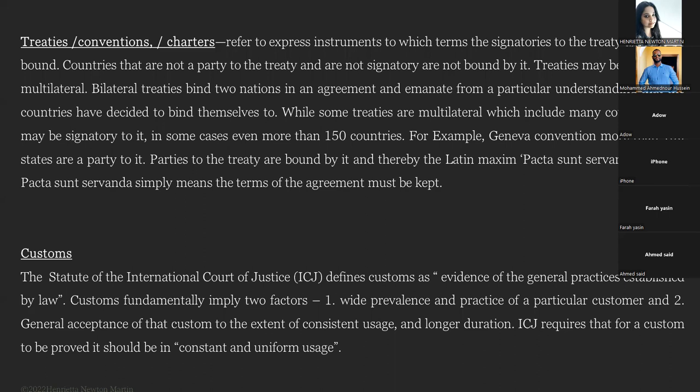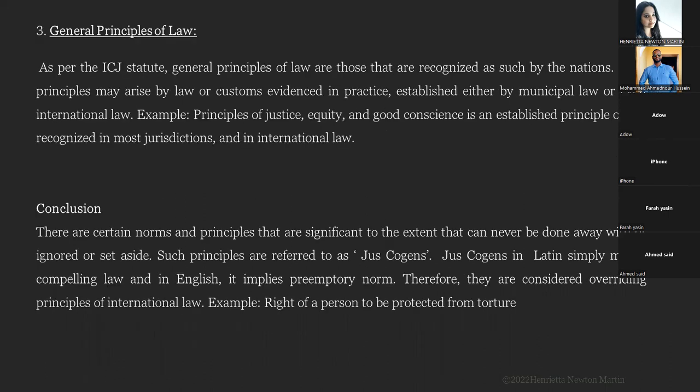So customs fundamentally imply two factors. One, wide prevalence and practice of a particular custom. Two, general acceptance of that custom to the extent of consistent usage and longer duration. Consistent usage in the sense that there shouldn't be breaks in it. A custom should be consistent, and it should be of longer duration. Now, the ICJ, the International Court of Justice, requires that for a custom to be proved, it should be in constant and uniform usage. This is the phrase that it has used: constant and uniform usage.